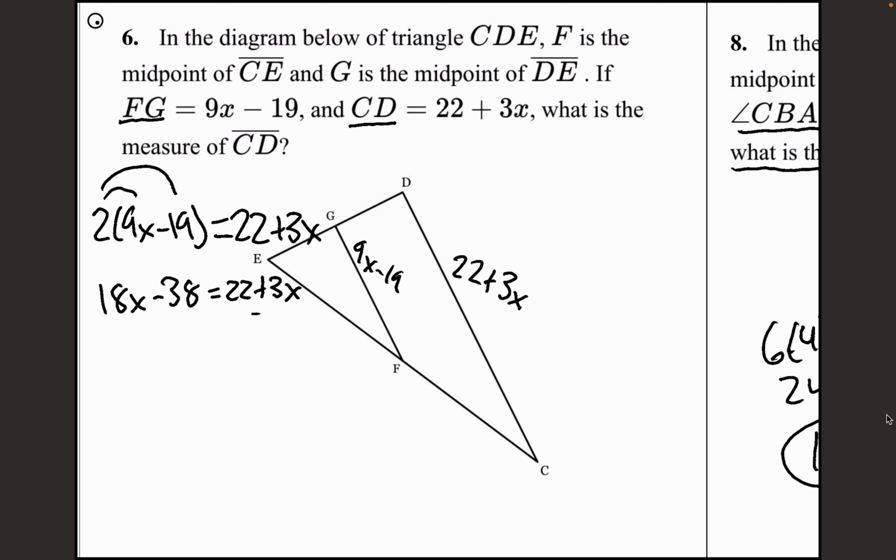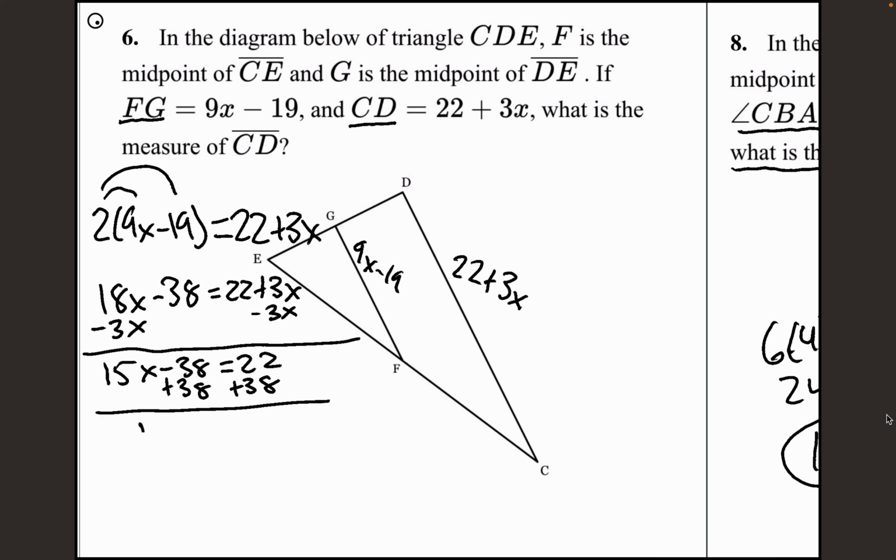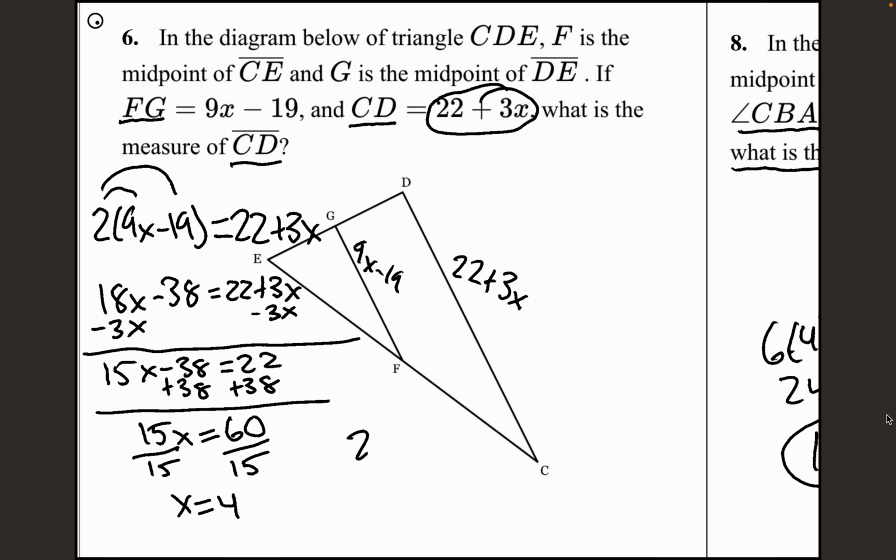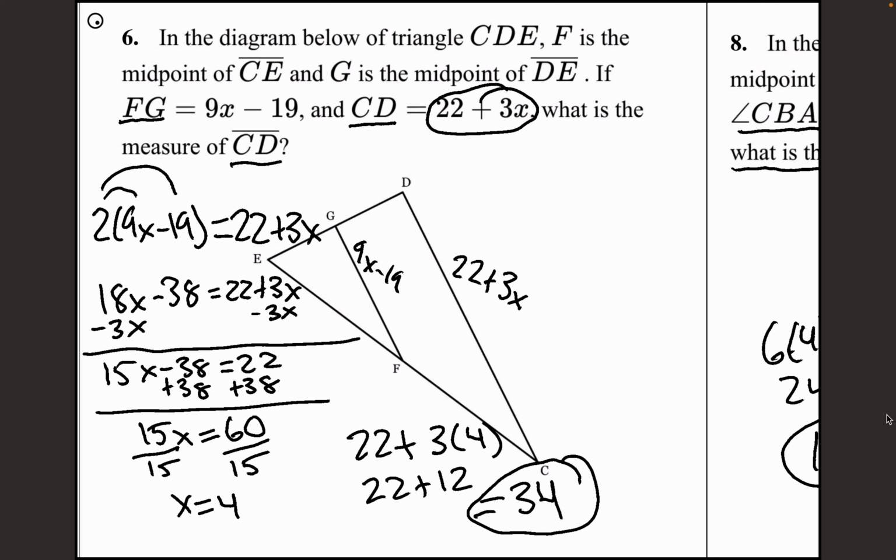Now let's solve. I'm going to subtract the 3x over. What's 18 minus 3? Perfect. And then I've got to add my 38 over. What's 22 plus 38? 60. Divide by 15. And what do we get for x? Now, which one does it tell me to find? It tells me to find CD. So I just got to plug it into the original equation. 22 plus 3 times what? What's 3 times 4? What's 22 plus 12? 34. There we go. Okay.